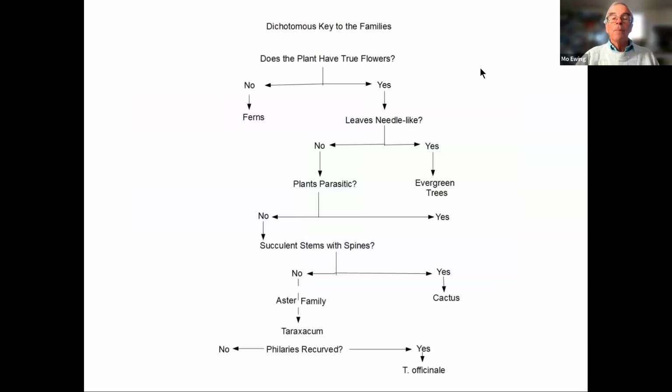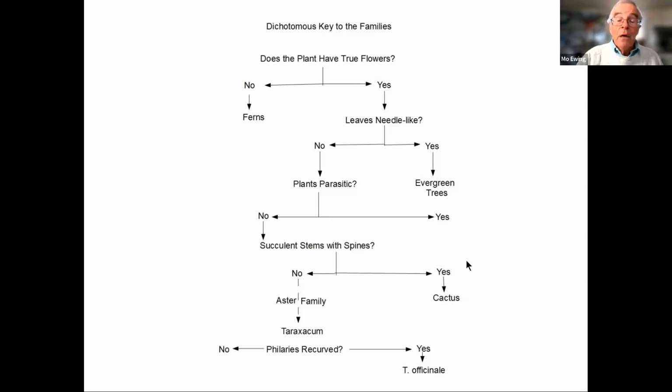In this case, the answer is yes, because if it didn't have flowers, it would fall into the ferns category. Next question is, are the leaves needle-like? In this plant, they're not needle-like. That would take you to evergreen trees. So this comes down here, and then it asks you, is the plant parasitic? That means, do they live off their attachment to other plants where they get their nutrients from? And in that case, they're generally not green. So this is a green plant, so it's not parasitic.